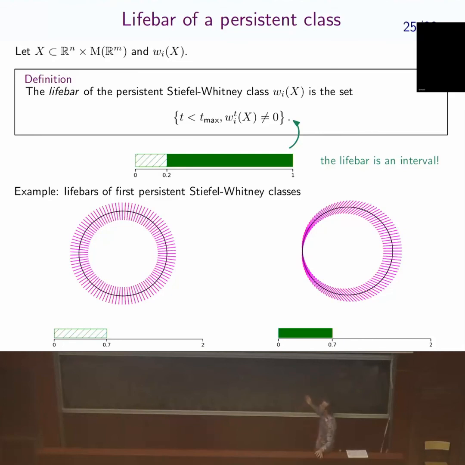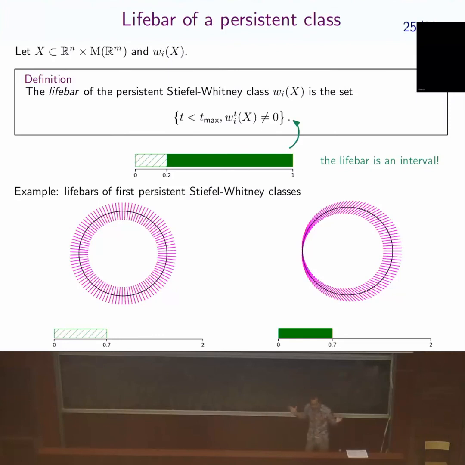Two examples. The normal bundle of the circle, its live bar is the empty set. The Mobius strip, its live bar is the whole filtration. So this persistent Stiefel-Whitney class is non-zero all along the filtration.